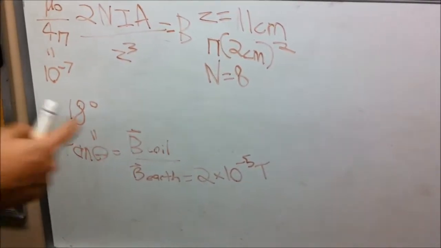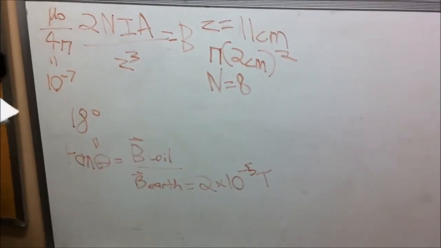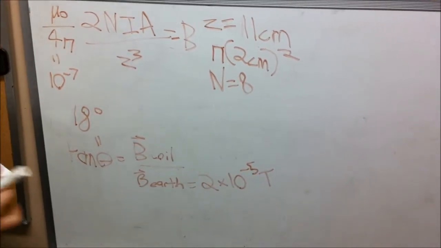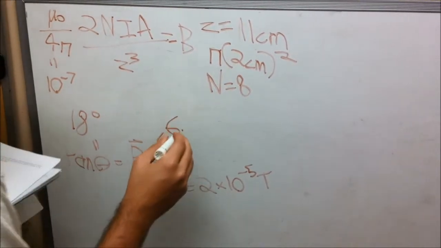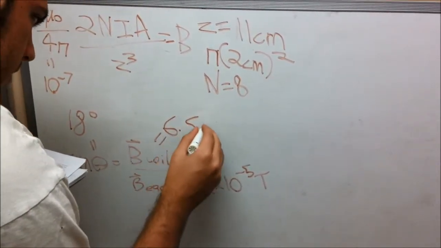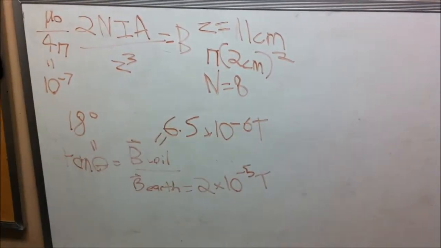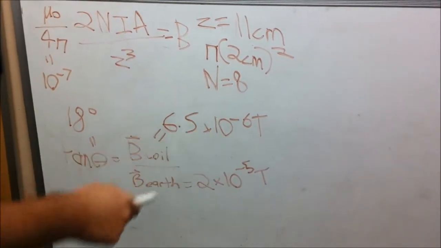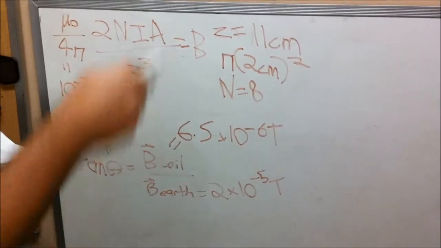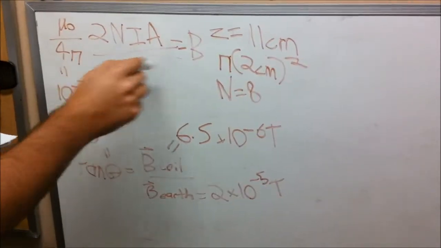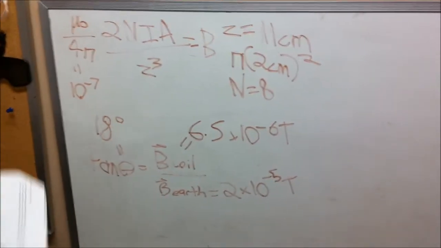Just by doing B Earth, 2 times 10 to the minus 5, times tangent of theta, we can solve for the magnetic field of the coil to equal 6.5 times 10 to the minus 6 Tesla. Okay? So now we know that that is the magnetic field at the point of the compass. And now using that value, we can plug back into this original formula for B and try to solve for I. Okay? So, let's do that.